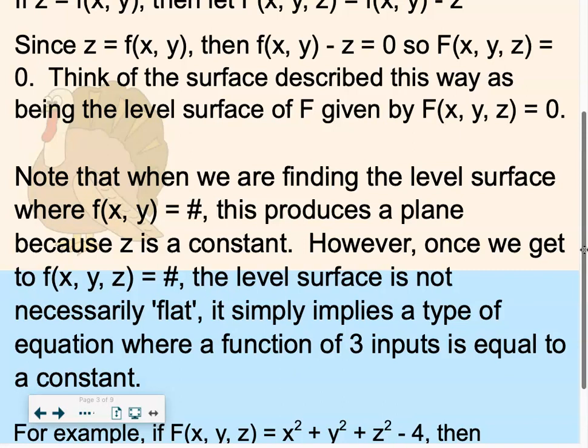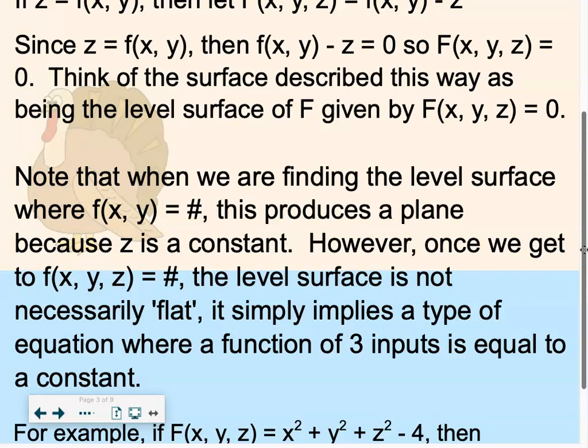So think of the surface described this way as being the level surface of f given by the big F of x, y, z equals 0. Remember that we've talked about level curves, which is what gives us contour maps, where you set the function equal to a constant, and then you get all the z values that have that as its constant. Well, this is kind of like when you move the z over, it's going to equal 0. So you're getting all the function values that equal 0.